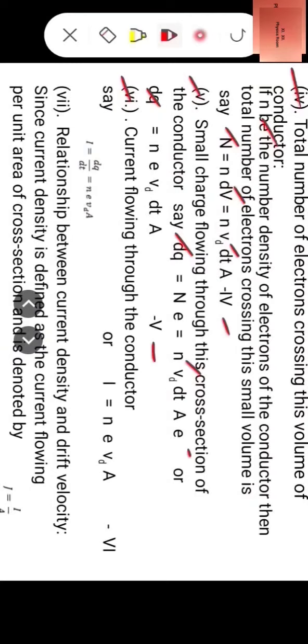Sixth, current flowing through the conductor, say I is equal to dq by dt. When we substitute the value of dq as n e Vd dt A, dt in numerator and dt in denominator will cancel, and we are left with n e Vd into A. Or finally we write I is equal to n e Vd A. Let us mark it as equation 6. Now equation 6 is the required expression for current flowing through the conductor in terms of drift velocity. That is the relation between current flowing and drift velocity.